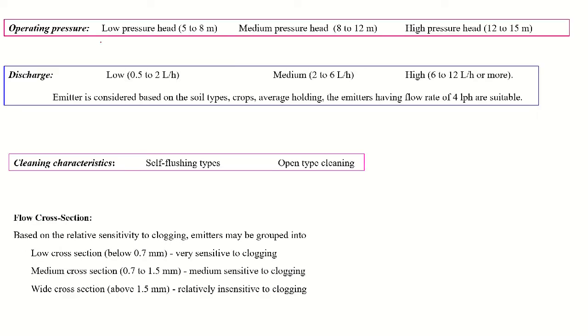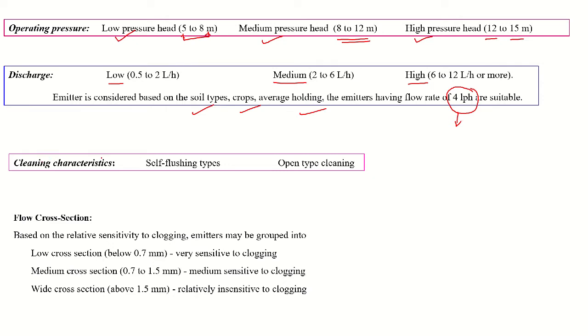First one, operating pressure in the lateral. If the pressure in the lateral or at the emitter is between 5 to 8 meters of pressure head, we call them low pressure head emitters. If the pressure head is 8 to 12 meters, then it's medium pressure head, and more than 12 to 15, that's called high pressure head emitters. Next, based on the discharge, the emitters can also be low, medium, and high. Normally for agriculture purposes, based on the soil type, crop, and water holding, we recommend emitters of 4 liters per hour. This is the most used emitter for agriculture.